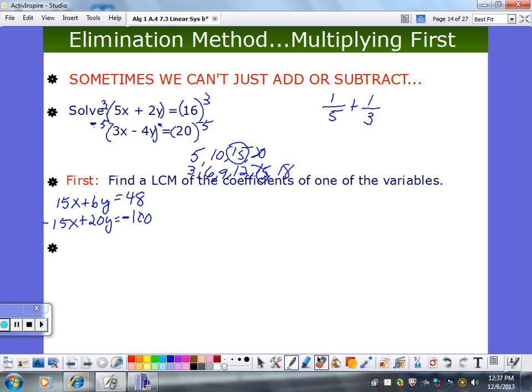Now, I had another choice. That was if I make the x's be opposite. What else could I have done? Make the y's be opposite. So I look at the y's here. Least common multiple.